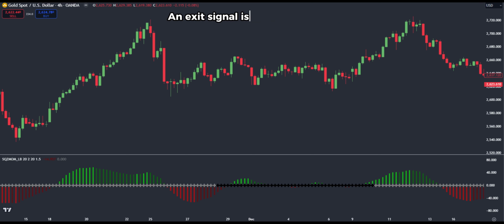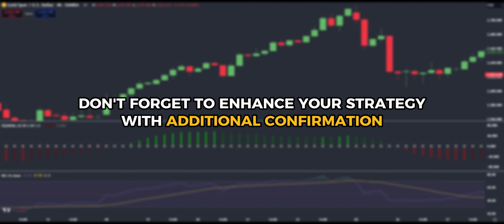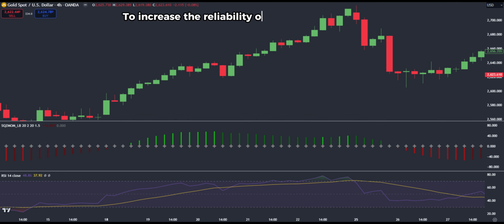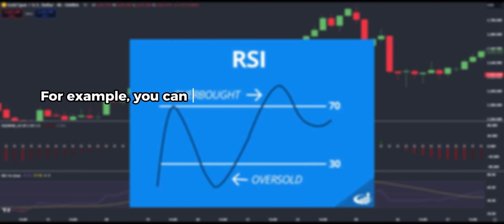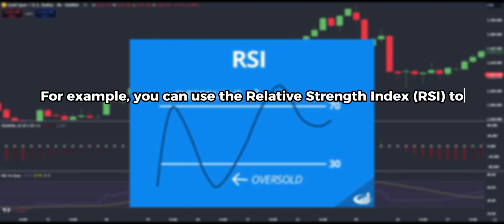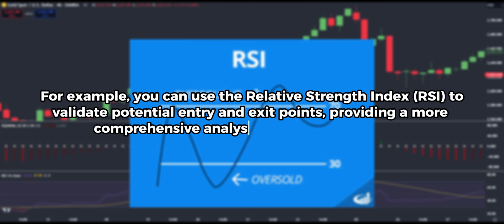An exit signal is identified when the momentum starts to weaken. This is shown by smaller histogram bars, suggesting a loss of strength in the current trend. Now, don't forget to enhance your strategy with additional confirmation. To increase the reliability of your trading strategy, consider incorporating an additional confirmation tool. For example, you can use the Relative Strength Index, RSI, to validate potential entry and exit points, providing a more comprehensive analysis of market conditions.